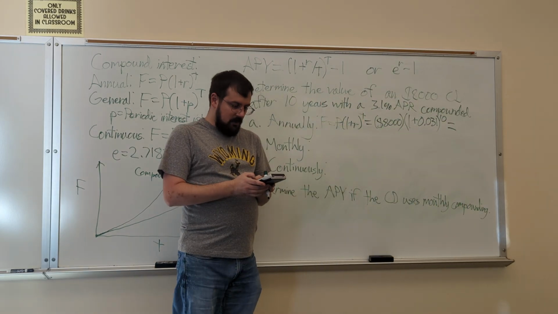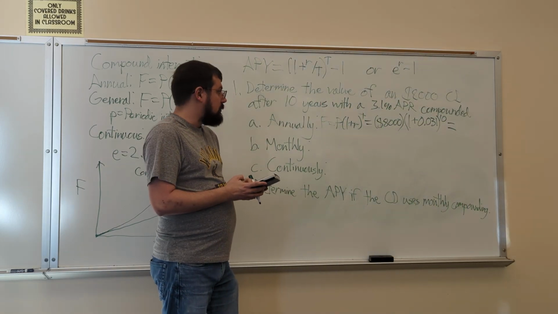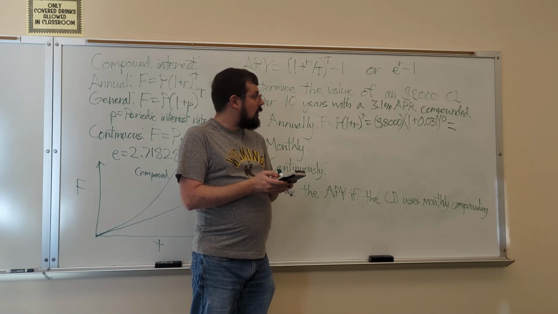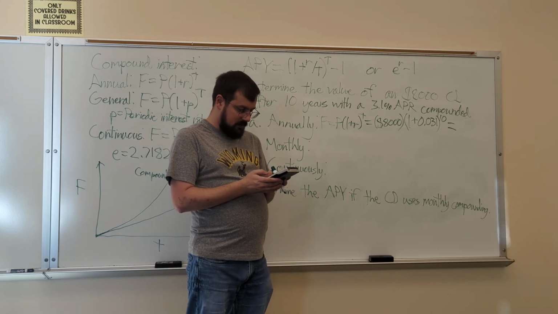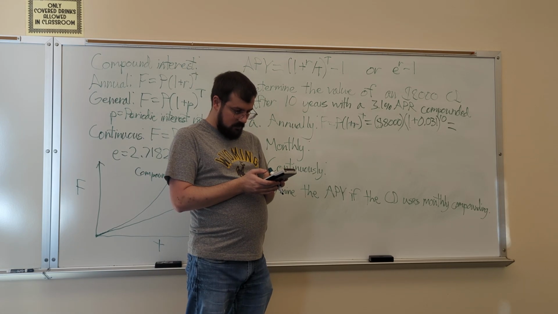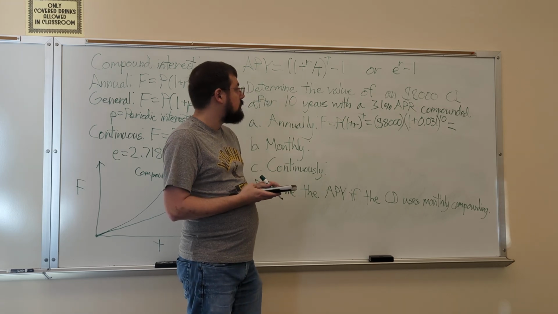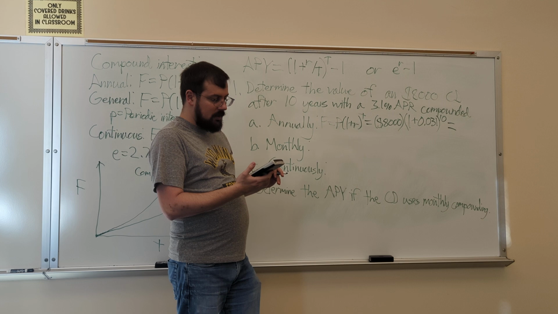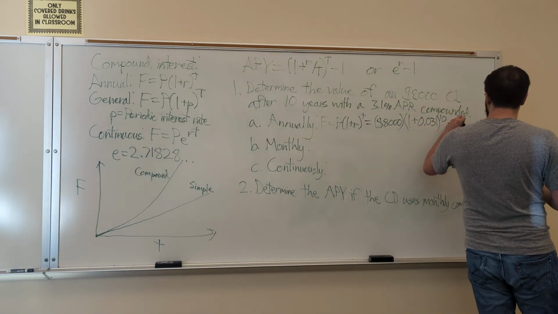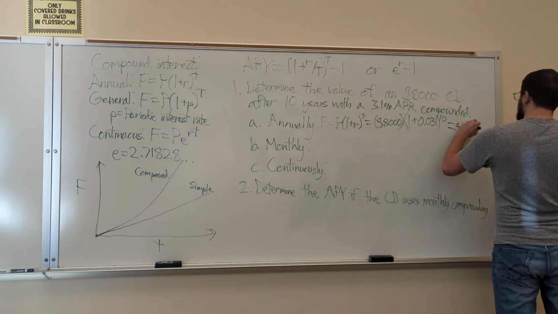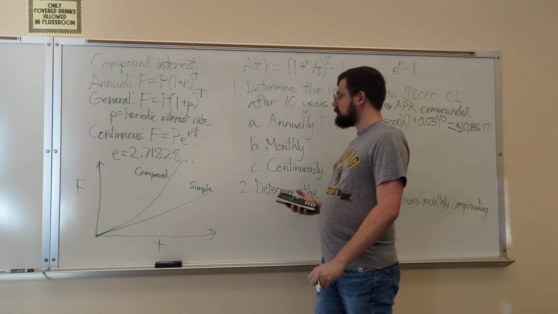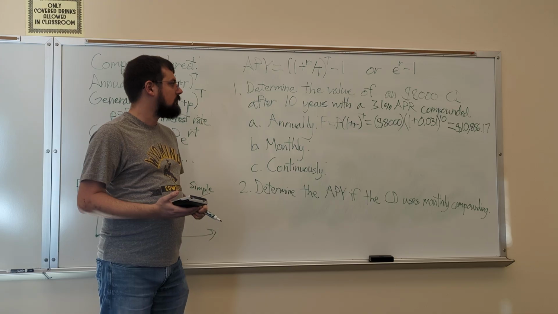And what we get from all of this, so if we do 8,000 times, this would work out to be 1.031 to the 10th. And that's going to give us 10,856 and 17 cents. All right.